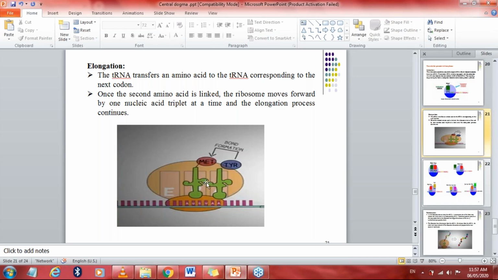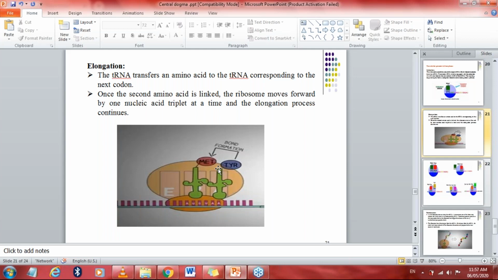This tRNA will shift to the P site. Now another tRNA will come here with a different amino acid. Now what will happen? Both amino acids will form a bond. Both methionine and tyrosine will make a bond with each other. I had told you which type of bond they make: when a water molecule is eliminated, they join with each other. That is called a peptide linkage. Through the peptide linkage, both amino acids are joined to make a new peptide.